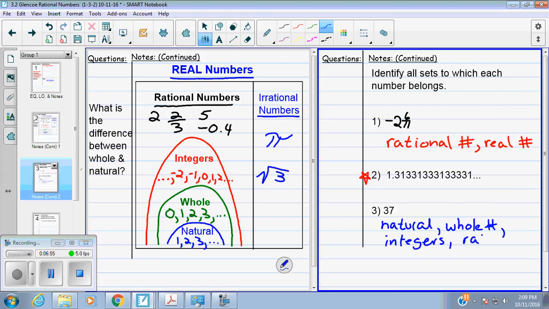rational numbers, and real numbers. And this is like an example of how, though you may be classified as a boy or a girl, you have better names and better classifications for you. So although 37 is a real number, its most specific classification would be natural number, because that is the smallest category it belongs in.